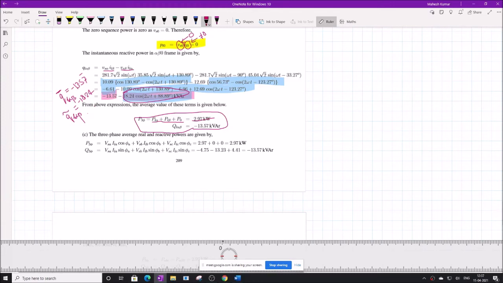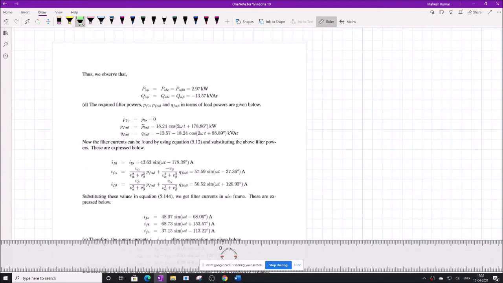We can also verify these powers with the help of cosine and sine terms, that P three-phase equals VA into IA cos phi A and so on, and you can see that these current values are matching with these calculated terms. So this is matching with this and this is matching with this. That's simply the same kind of calculation but in a different way. The values should be the same, obviously.